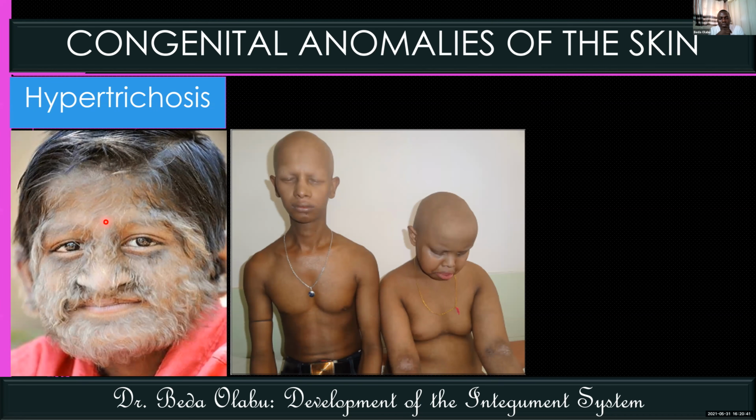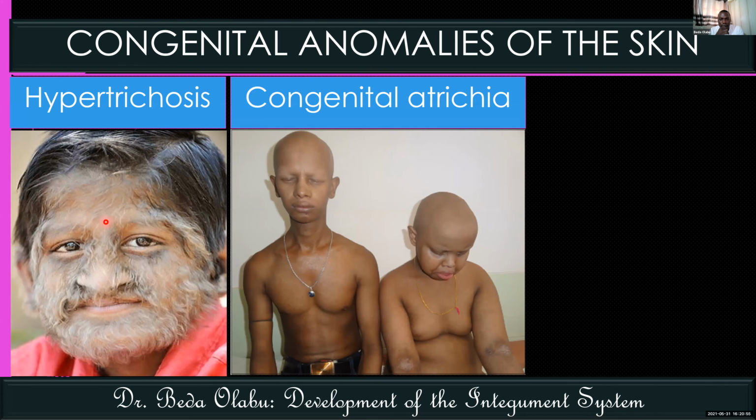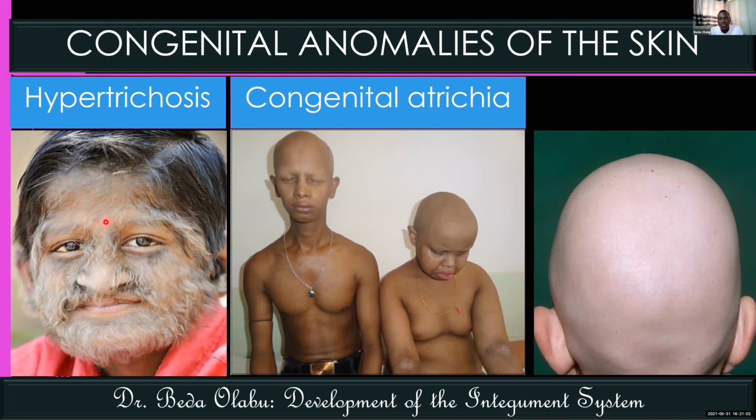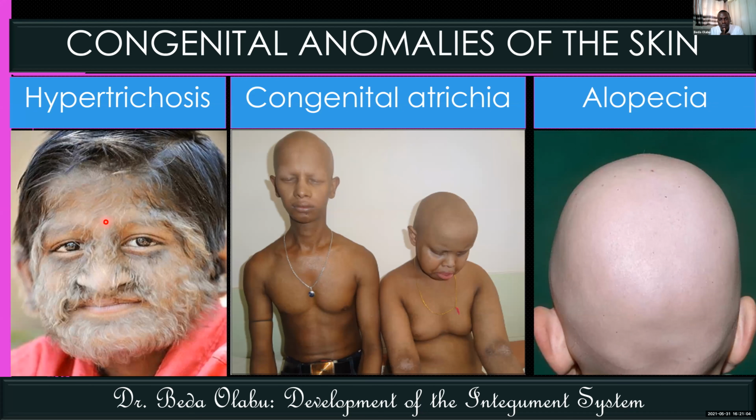The opposite can also happen where there is no hair at all in every part of the body, including those parts you're thinking about right now. So when we don't have hair at all, we call it atrichia. If this absence of hair is just referring to the scalp hair, then of course we call it alopecia.